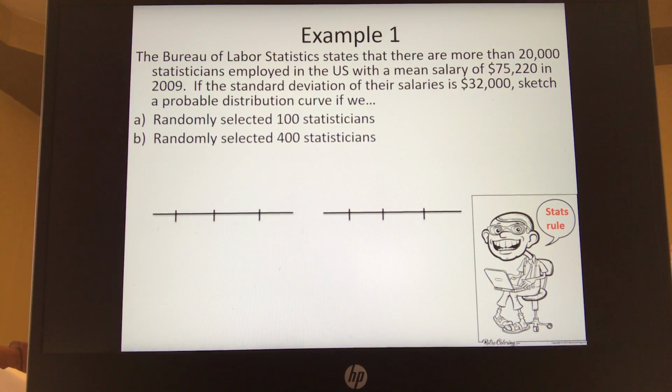So sketch a possible distribution curve. This is kind of just getting us to go back to, what would that curve look like? We think it would probably look normal-ish, something like that. If I was in class, I'd ask you, where would it be centered? Where would that distribution be centered of all those? Probably be centered somewhere close to the mean, somewhere close to 75,000.